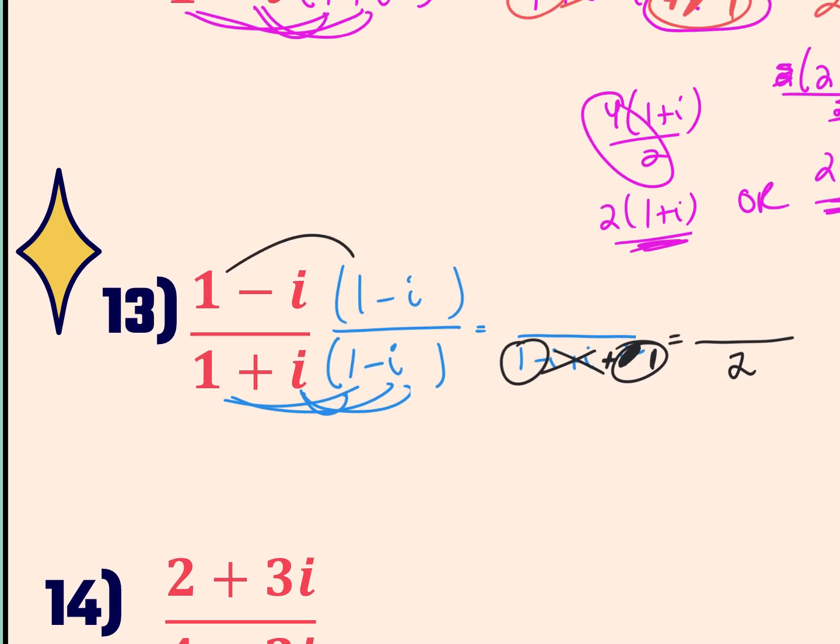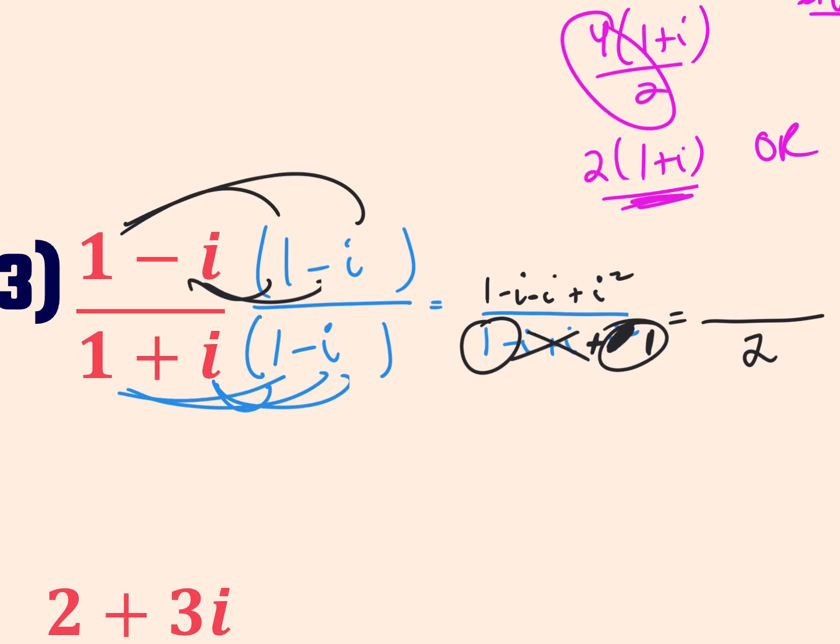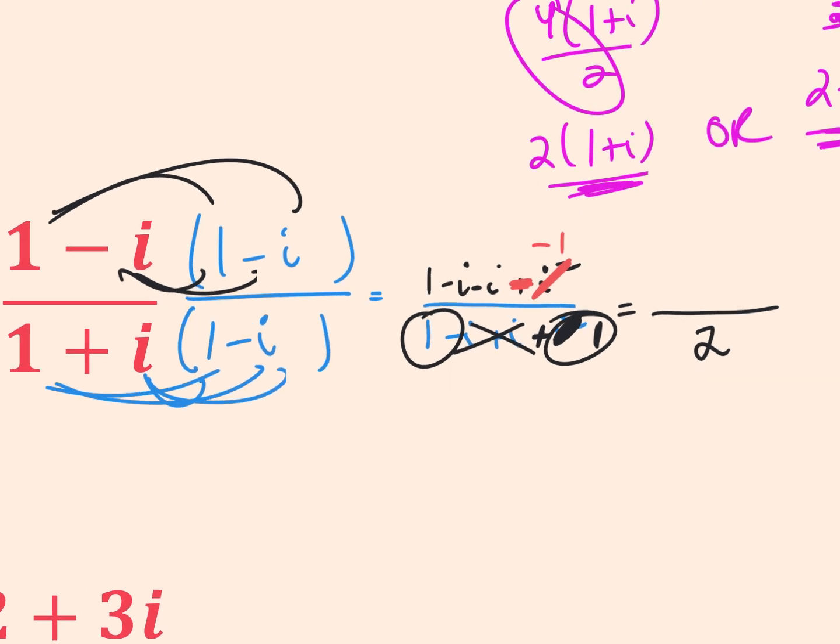1 times 1 is 1. 1 times negative i is negative i. Negative i times 1, negative i. What's negative i times negative i? Plus i squared. As soon as I see i squared, what do I do? I cross it off and I change the sign. So what's left there? A negative 1. All right, so we combine like terms, guys. What's 1 minus 1? 0. And then I have a negative i and a negative i gives me negative 2i.